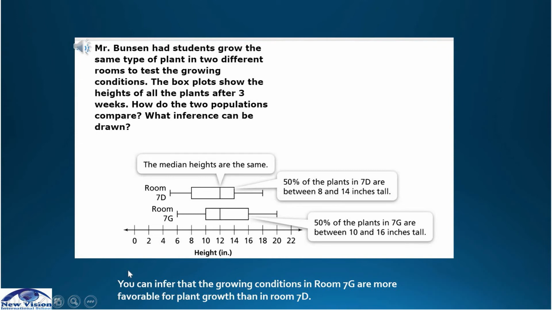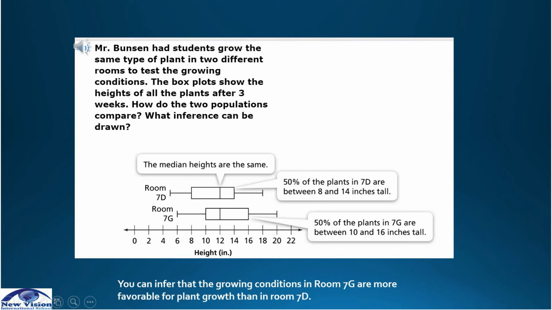Mr. Bunsen had students grow the same type of plant in 2 different rooms to test the growing conditions. The box plots show the heights of all the plants after 3 weeks. Okay, so how do the 2 populations compare? What inference can be drawn from these plants? You will see the median of the heights are the same, right? It's at 12. And in room 7D, 50% of the plants are between 8 and 14.